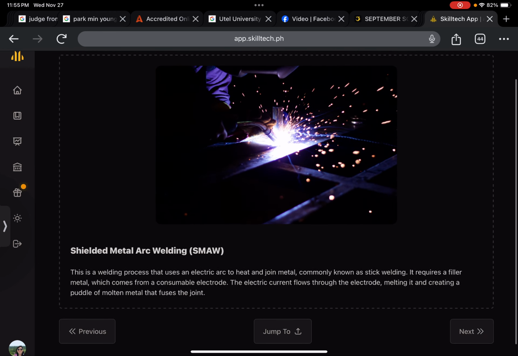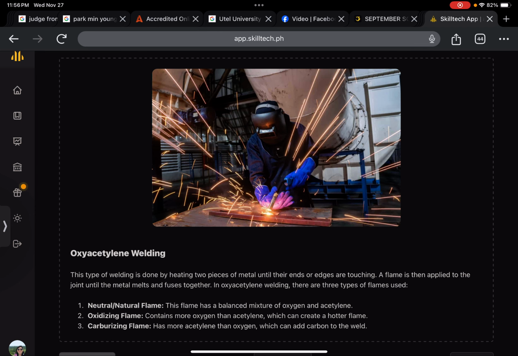Shielded metal arc. This is a welding process that uses an electric arc to heat and join metal, commonly known as stick. So this is the most common, I guess, when it's used in our homes and everything like that. It requires a filler metal, which comes from a consumable electrode. The electric current flows through the electrode, melting it and creating a puddle of molten metal that fuses the joint. That is shielded metal arc welding. First, oxyacetylene welding.